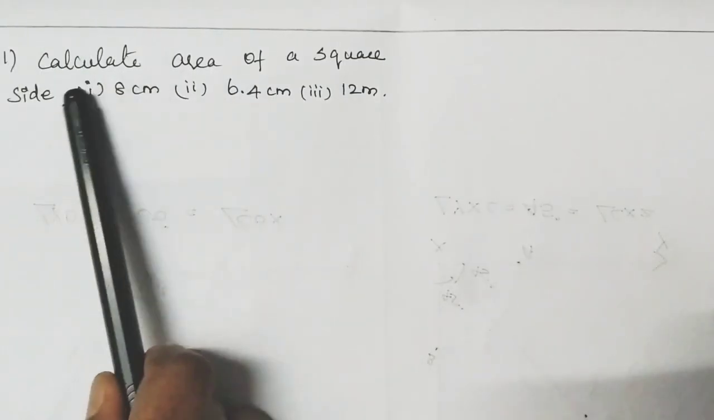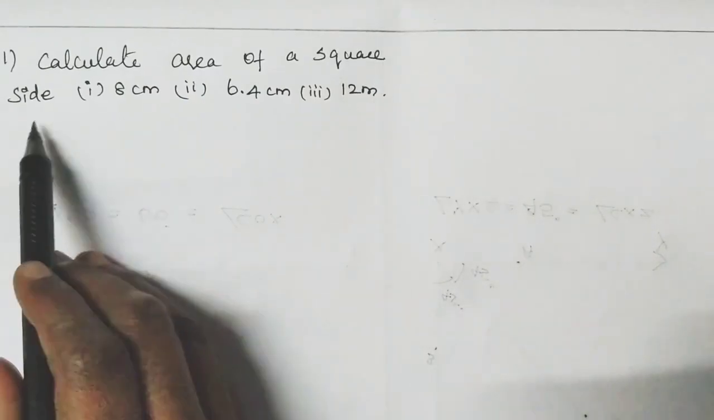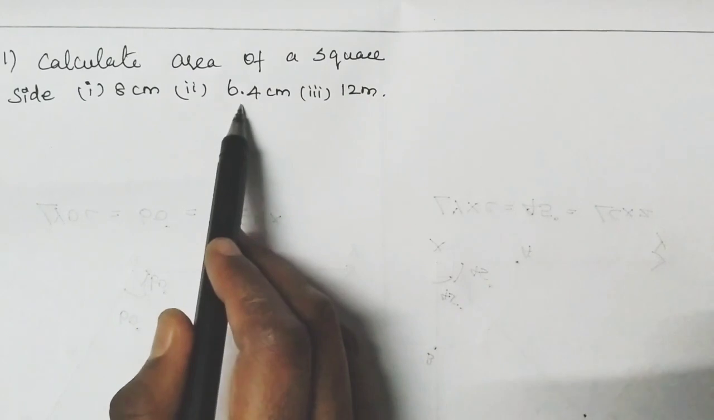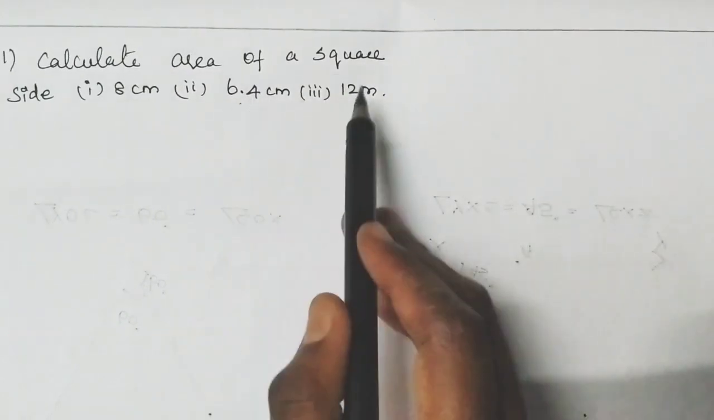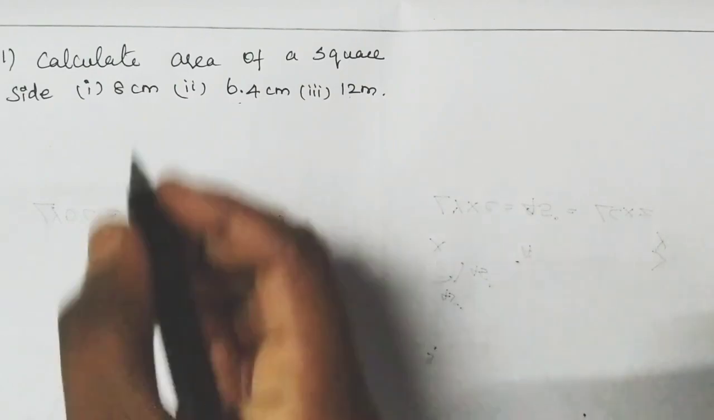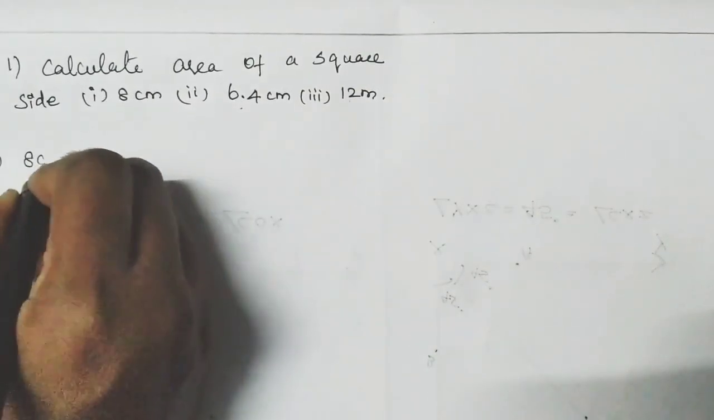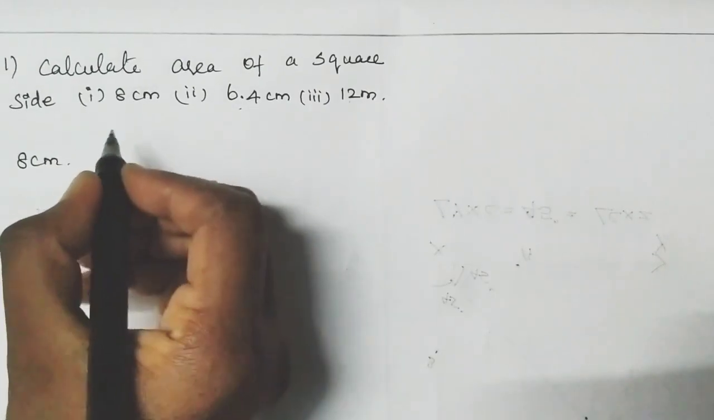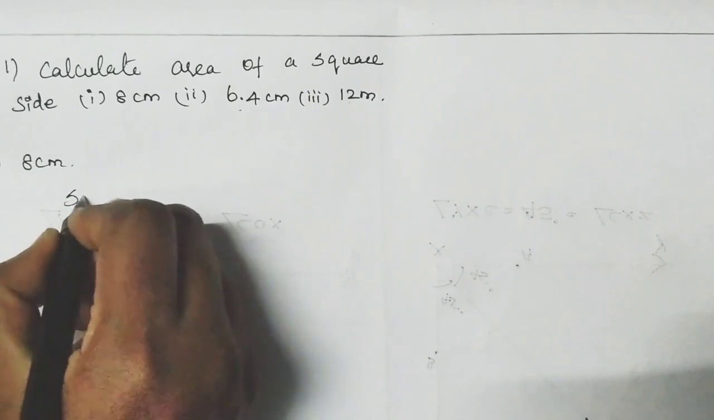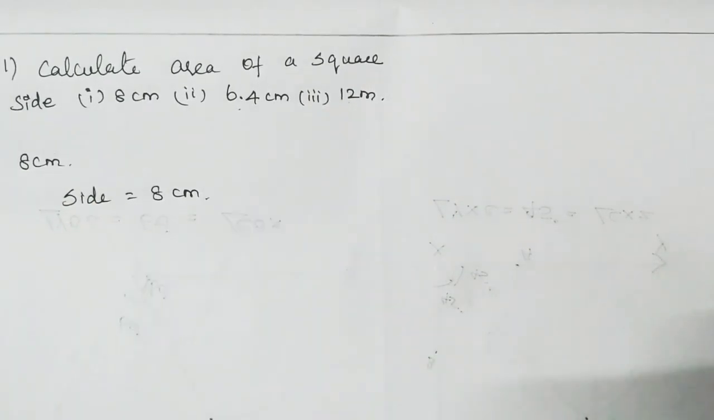Okay, now listen to the first sum. Calculate area of a square of side. They have given 3 subdivisions. First one is 8 centimeter, second one is 6.4 centimeter and the third one is 12 meter. So first let me find 8 centimeter. Side is 8 centimeter, right? So given, side is equal to 8 centimeter.